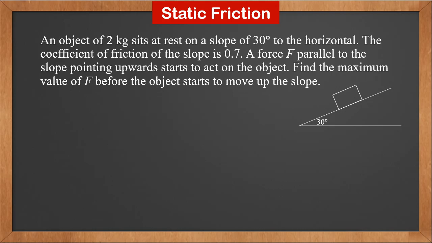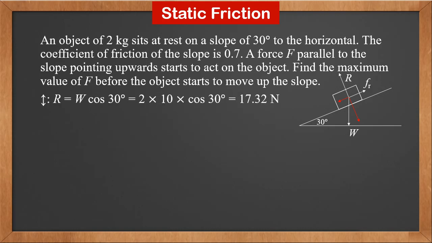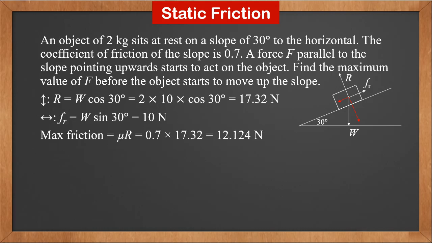First, sketch the force diagram. At first, F is 0. So there's weight, normal reaction, and friction. Resolve W in two directions. Since the object is in equilibrium, vertically, R equals W cosine 30 degrees, which is 17.32 Newton. Horizontally, friction is W sine 30 degrees, which is 10 Newton. F will act in the horizontal direction and have no effect on the vertical direction. Therefore, the normal reaction, R, remains the same. So maximum friction is μR, which is 12.124 Newton.